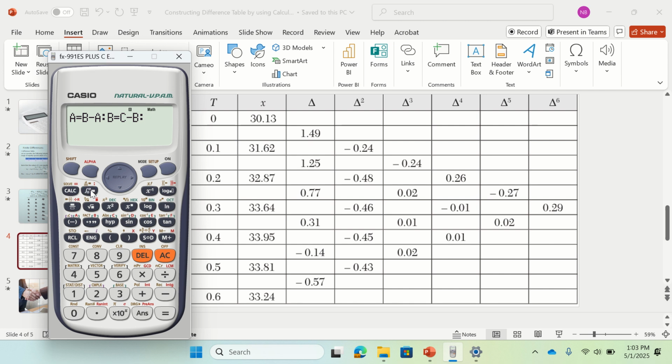Then a separator will be having C. C equals D minus C. Then a separator, I'll be having now D. D equals E minus D. Then I'll have separator, and then we have E equals F minus E, and then I'll be having the last one, that is F equals X minus F.